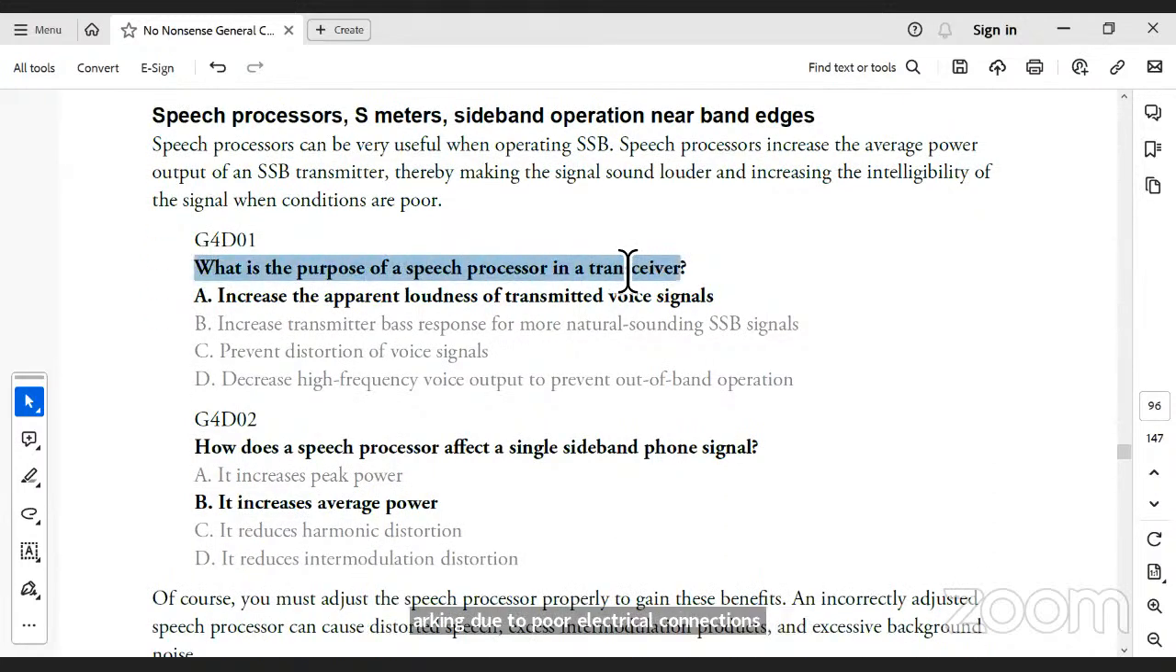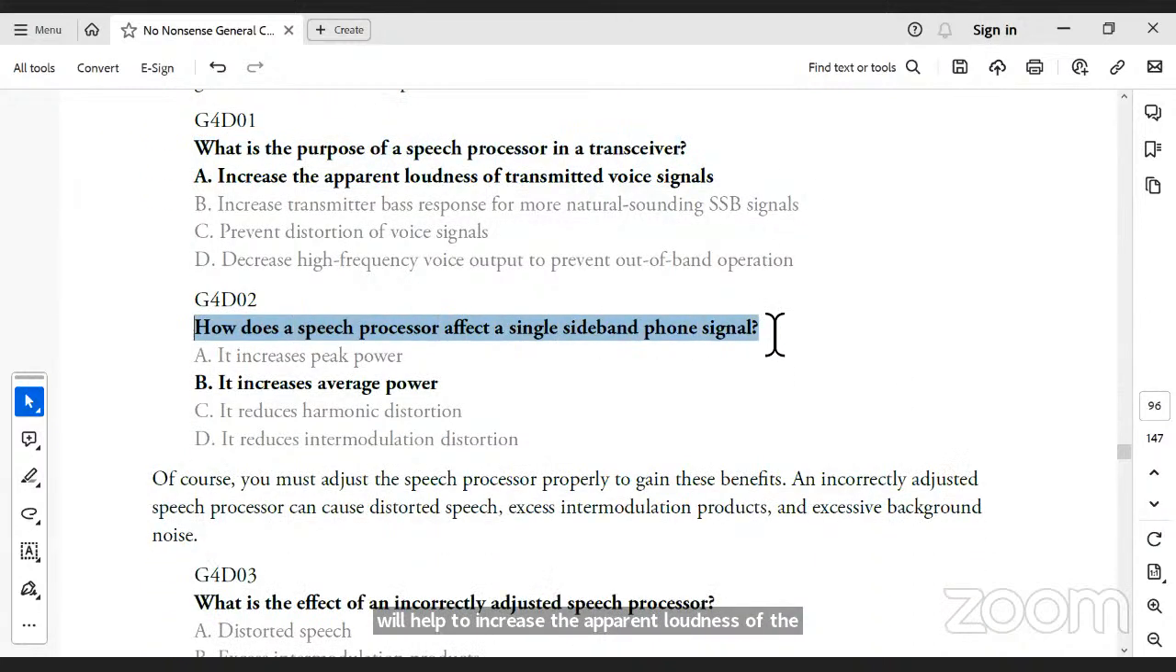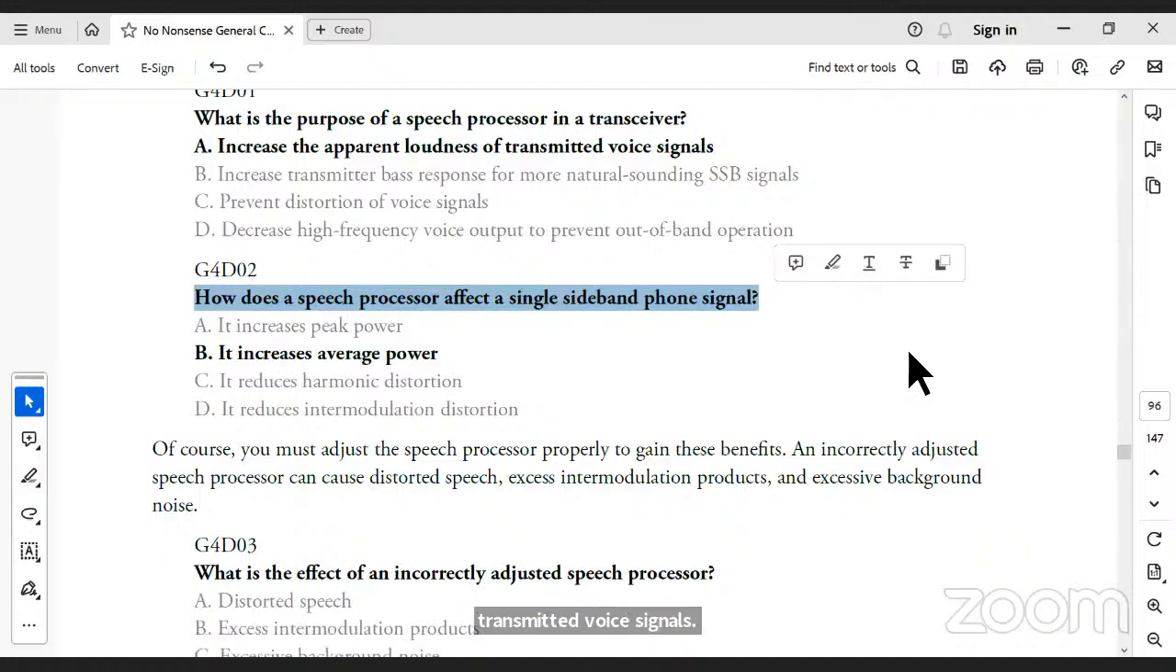What is the purpose of a speech processor in a transceiver? So we did say when we turn that on, that will help to increase the apparent loudness of the transmitted voice signals. How does a speech processor affect the single sideband phone signal? It does it by increasing the average power.